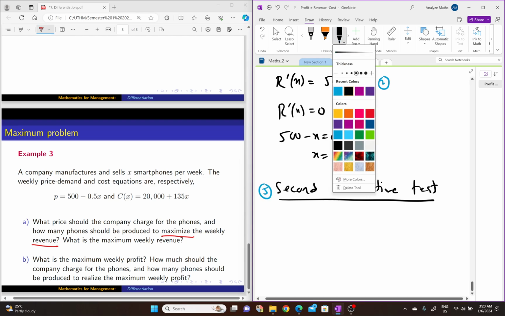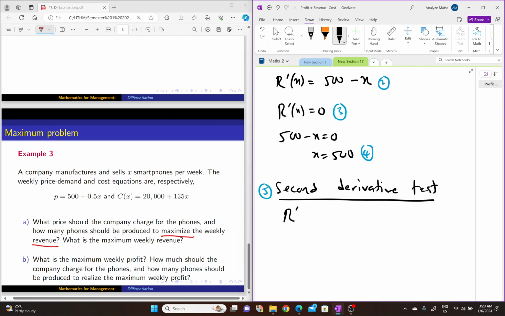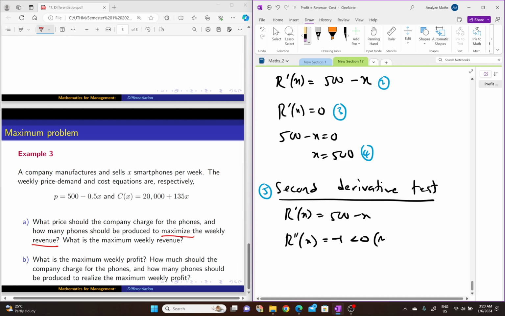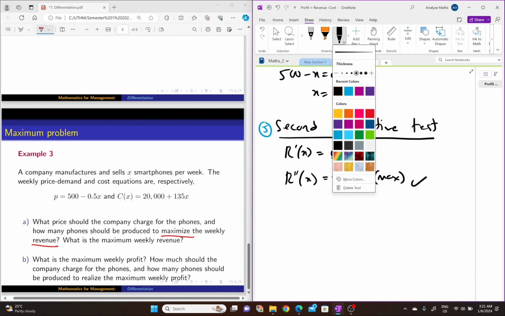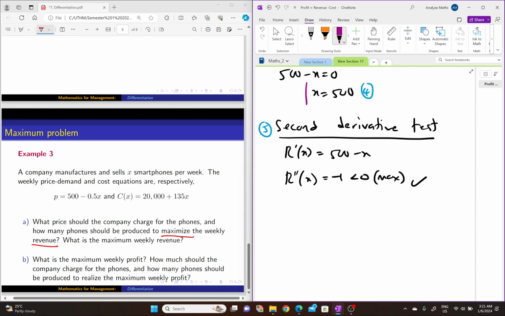So second derivative test, take the R prime and you differentiate again, get negative 1, which is less than 0. Less than 0 gives you maximum revenue. Okay, we have proven that this x here gives you maximum revenue. So we can start answering the other questions now.